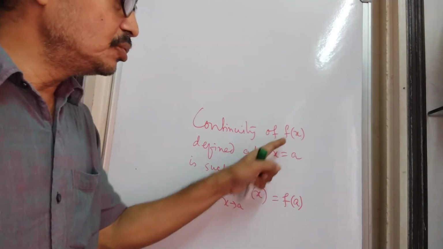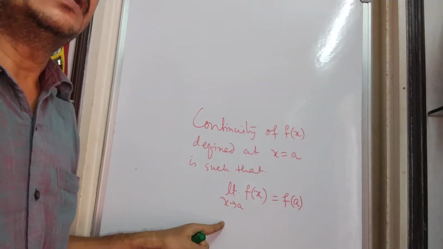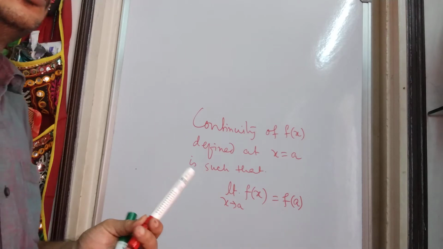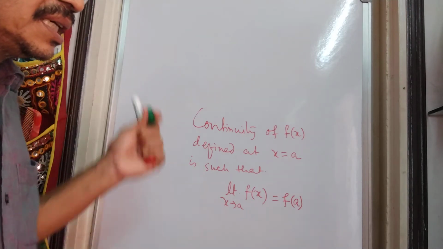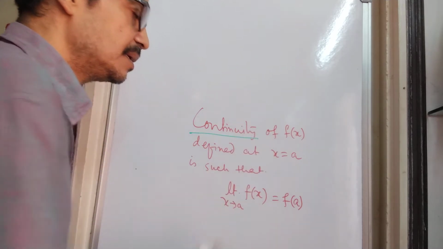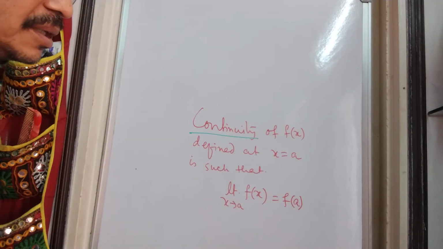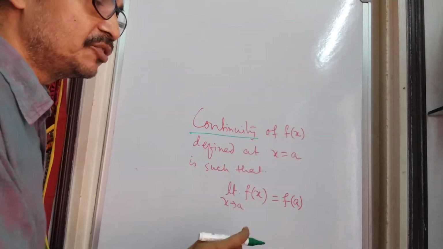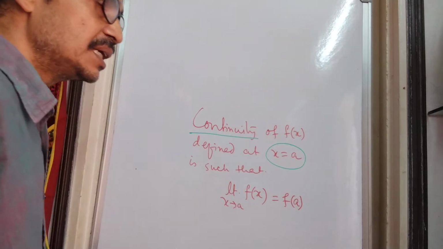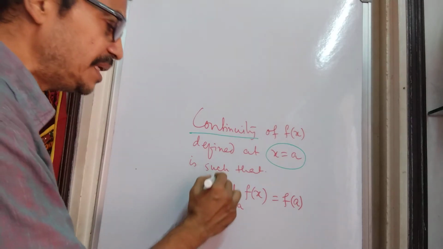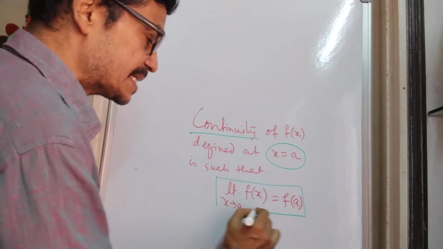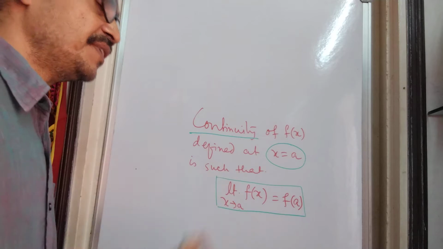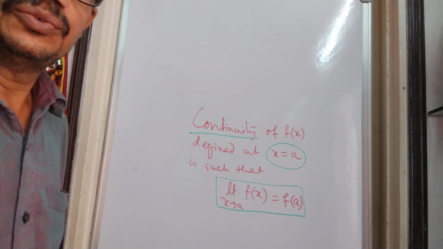So the functional value at this point is equal to the limiting value, and that is the basic concept of continuity of a real valued function at a point. Okay, so this is very vital. A function f(x), real valued function, is continuous at a point whenever the limiting value of f(x) as x tends to a, that point at which we are considering the continuity of f(x), is equal to the functional value.